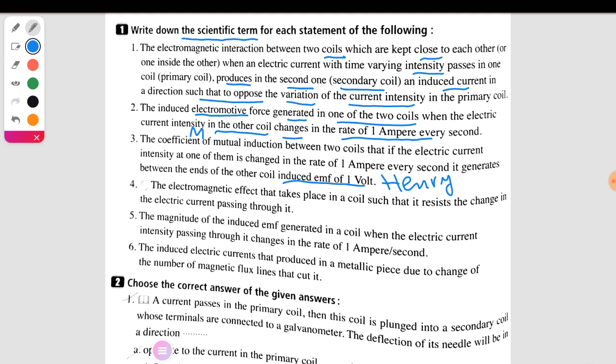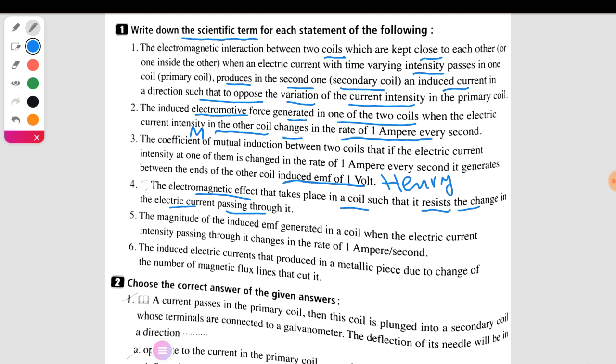Number 4: the electromagnetic effect that takes place in the coil that resists the change of the current passing through it. Again, the electromagnetic effect takes place in a coil. In the first question, electromagnetic induction takes place between two coils, and this is called mutual induction between two coils. The electromagnetic effect that takes place in a coil is called self-induction.